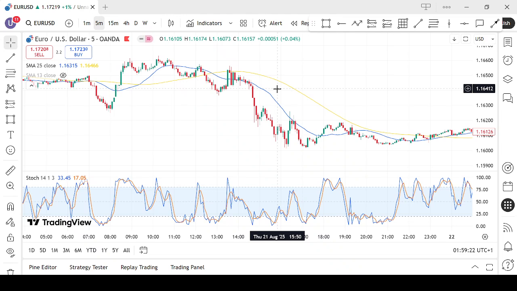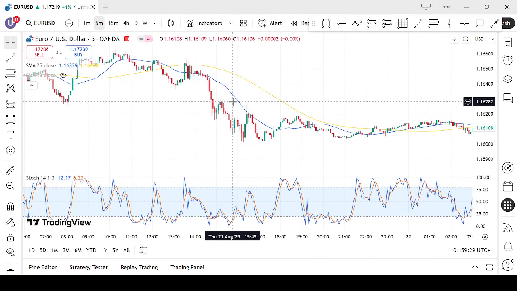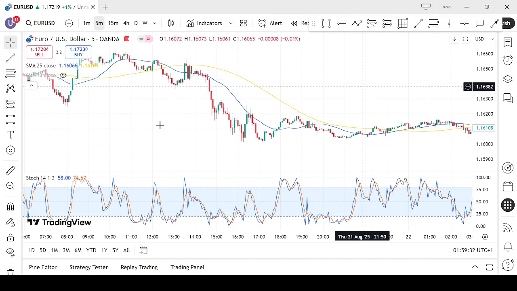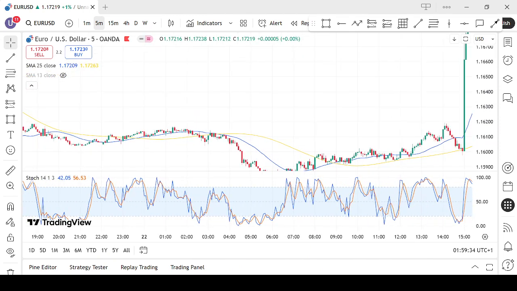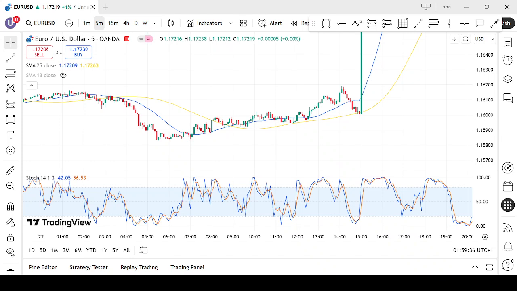This setup will help you align your trade with the prevailing market direction. Now, to enter your trade for a buy entry, we have to wait for price to pull back towards the faster moving average to ensure that the stochastic oscillator is below the 20 level, indicating an oversold condition. We enter a long position once the stochastic oscillator crosses above 20.